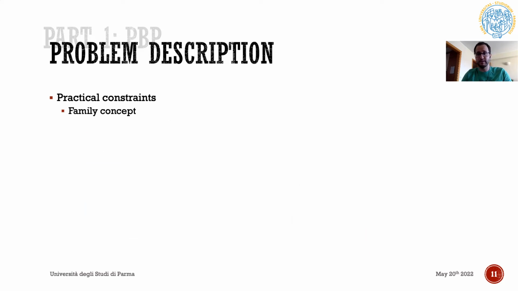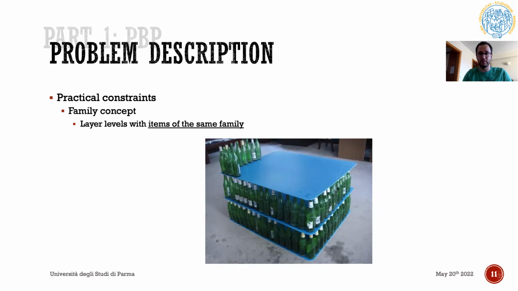There are several reasons. First, it allows us to divide the pallet into smaller parts by using layer levels with items of the same family. This pallet, for example, is composed of 3 levels. This division simplifies the algorithm to create pallets. But why do you place items of the same family on the same layer?